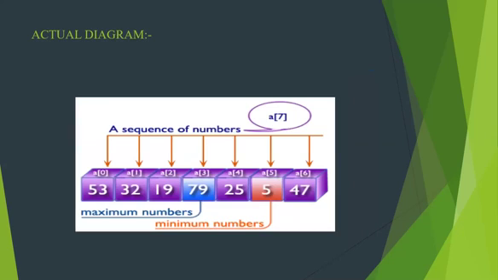Actual maximum and minimum number actual diagram. A sequence of numbers.